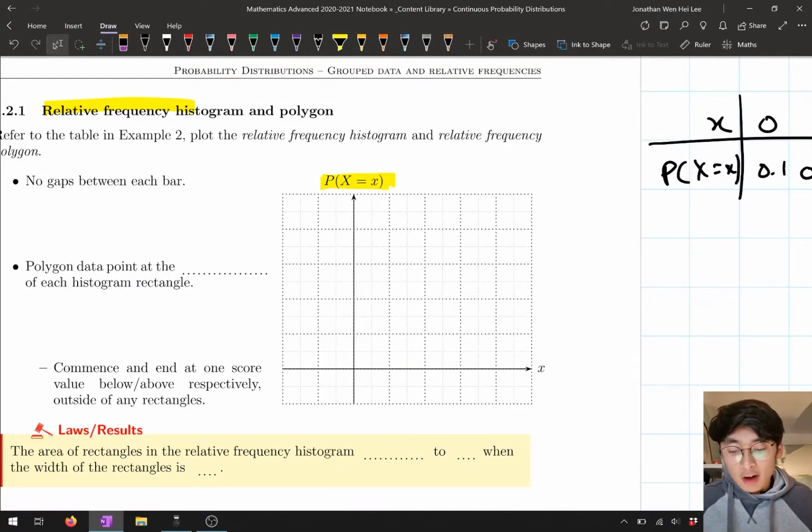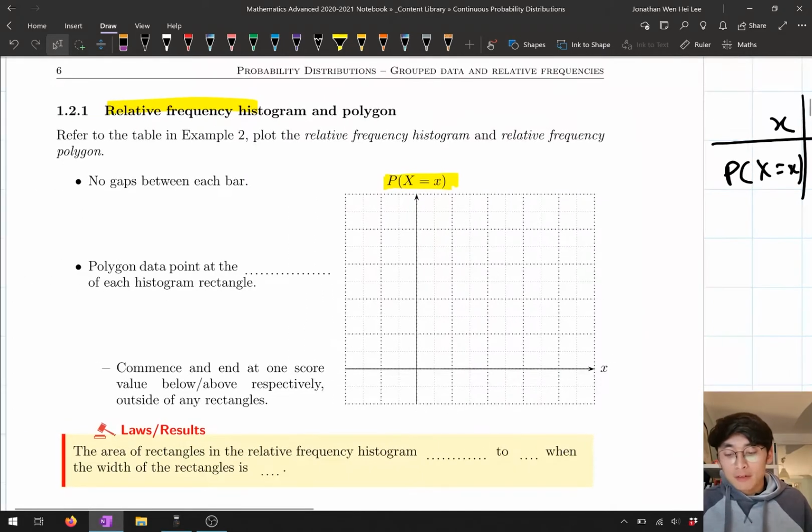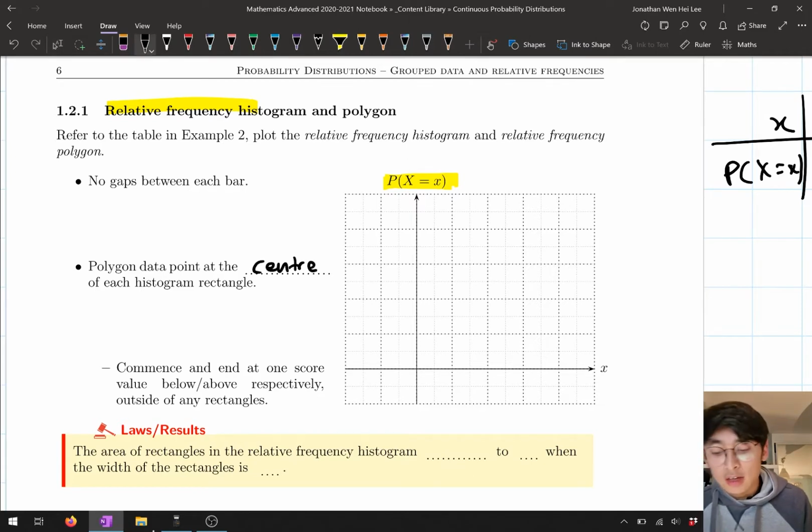Now what we want to do is make this into a relative frequency histogram and polygon. What we have in the notes is that there are no gaps between each bar, so this is exactly the same as a frequency histogram. The polygon data point is at the center of each of the rectangles, and the polygon commences and ends at one score value above and below the respective outsides of any rectangle.